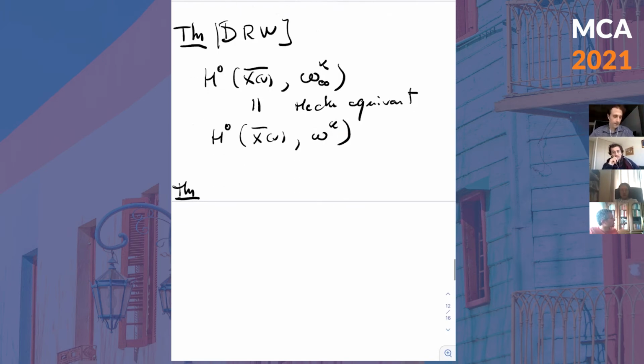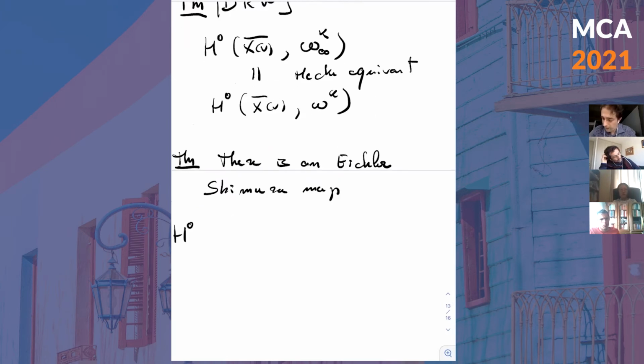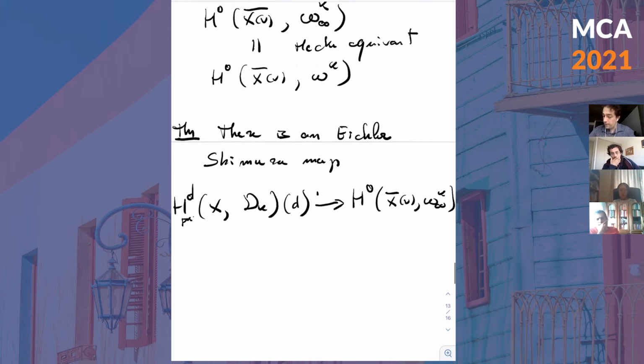Our second theorem is the following. There is an Eichler-Shimura map that goes from H^d of my X pro-Kummer-étale, technically, let me get the twist right, kappa, I suppose, twisted by the degree, inside our sheaf H0 X_V omega infinity kappa. Let me call it ES kappa, which is Galois equivariant.